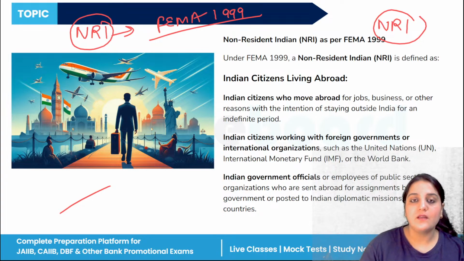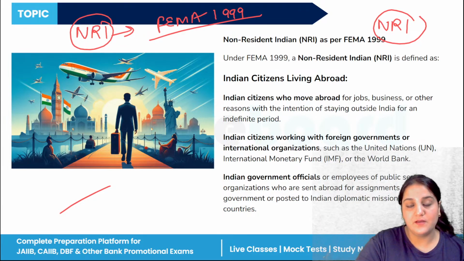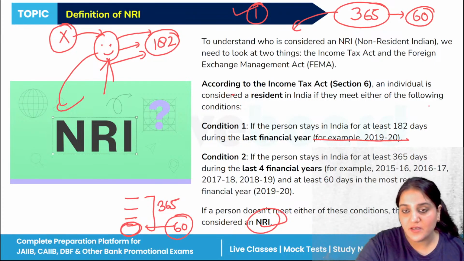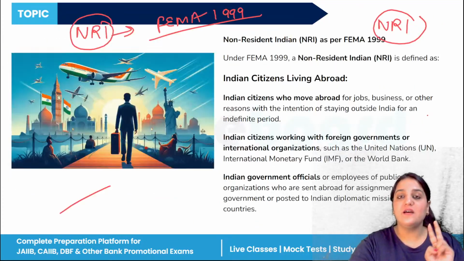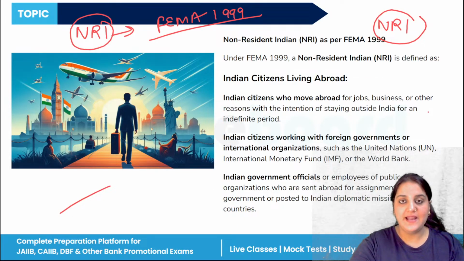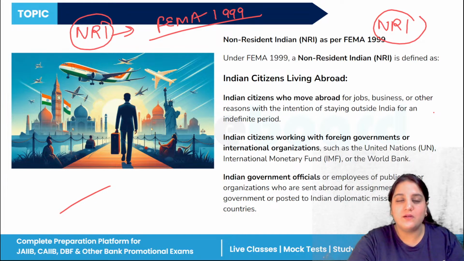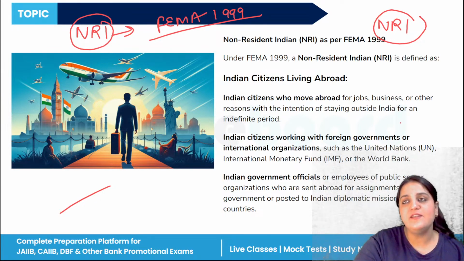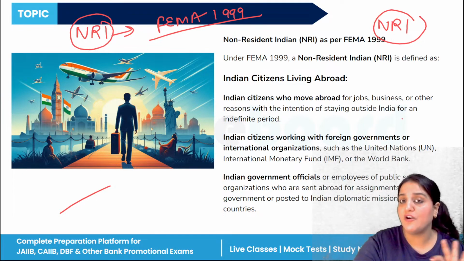Okay, so if I say according to the Income Tax Act, they have to fulfill these two conditions, either one condition. And for the FEMA Act, if they are living abroad, they don't have any intention of when they will come back, no definite period is there, or they are working with some government official, so they are non-resident according to FEMA.